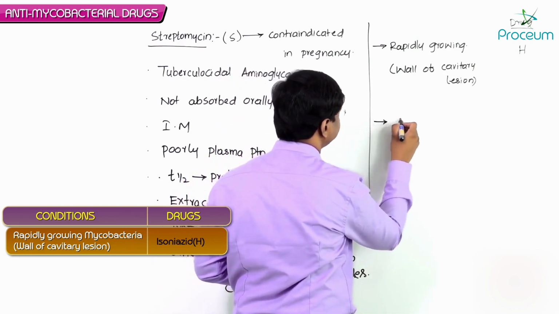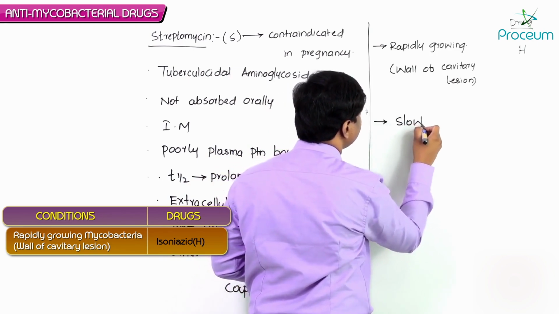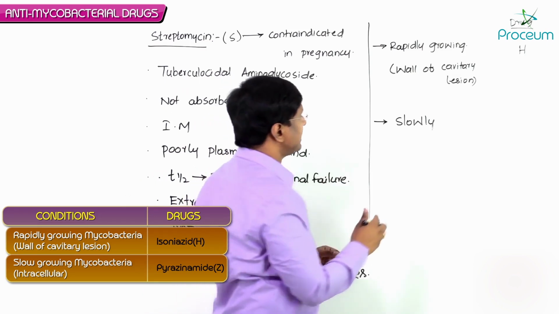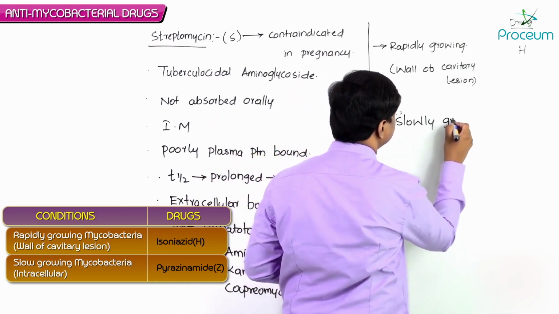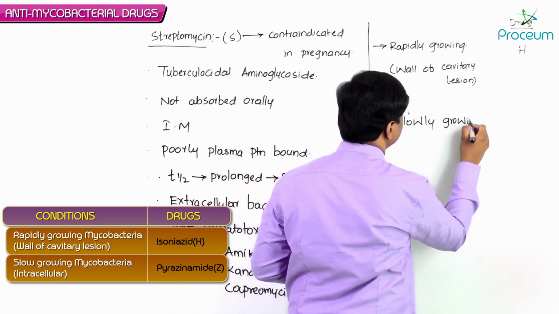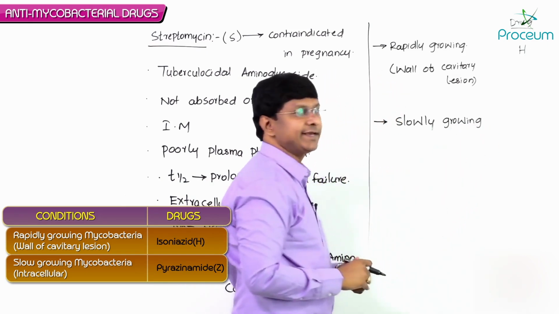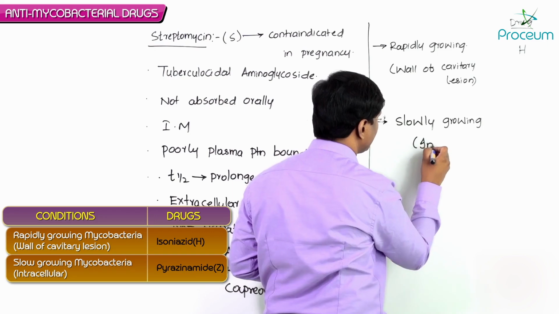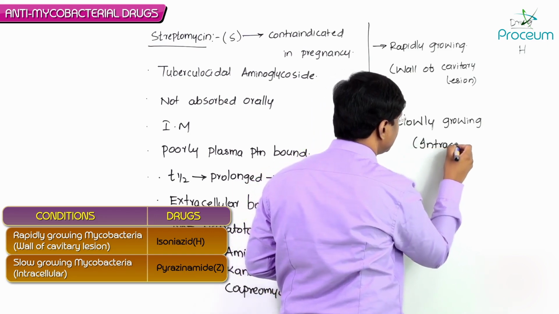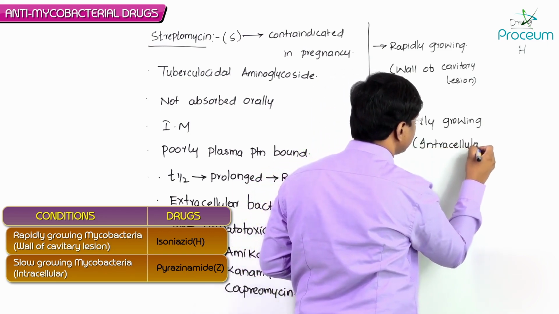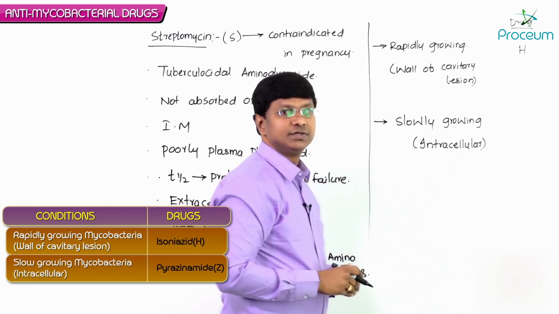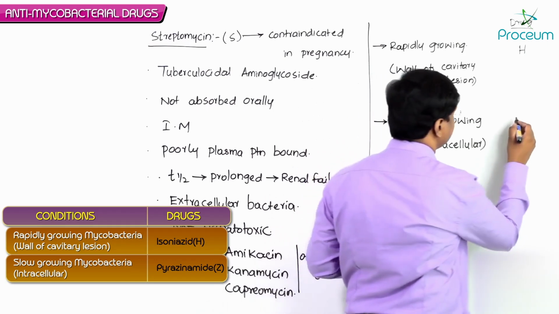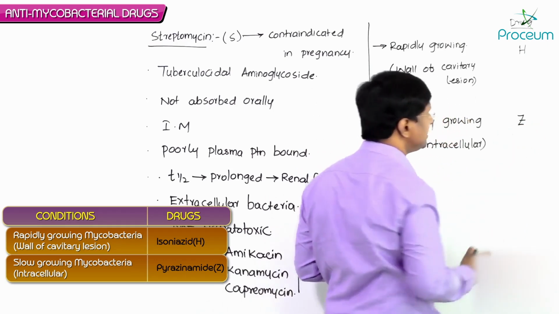Whereas, in case of the slowly growing organism, and this particular slowly growing organism is also an intracellular organism, the drug which is more effective is pyrazinamide.